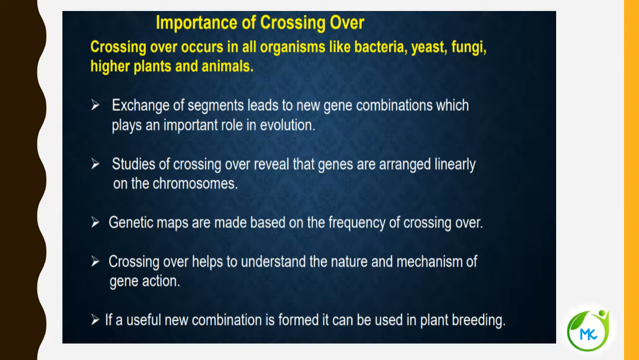As a result of new gene combinations, crossing over plays an important role in evolution. Studies of crossing over reveal the order of arrangement of genes, the linear arrangement in the chromosome. Genetic maps are based on the frequency of crossing over. Crossing over also helps to understand the nature and mechanism of gene action. It is also very useful for plant breeding because new combinations are formed.